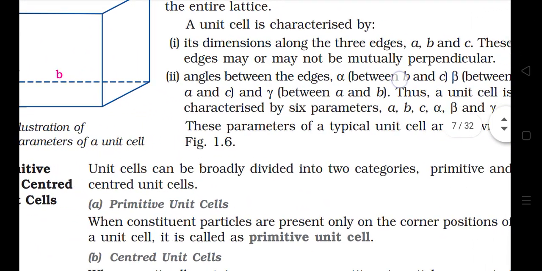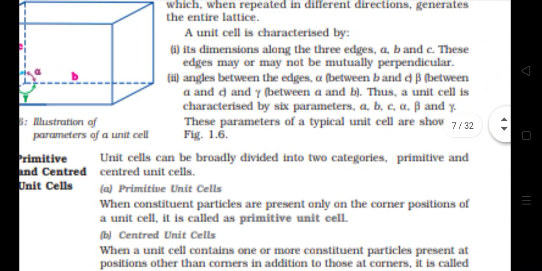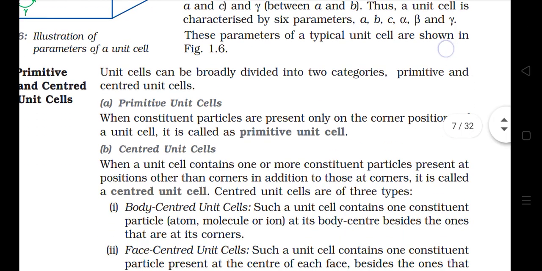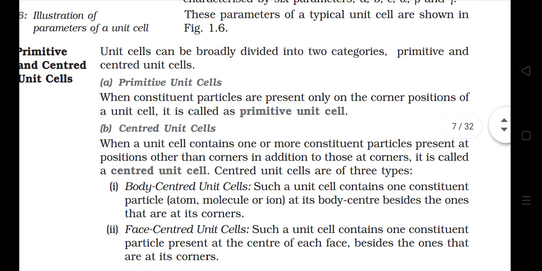Unit cells may be broadly divided into two categories, that is the primitive and centered unit cell. Primitive unit cell: when constituent particles are present only at the corners of a unit cell, it is called a primitive unit cell. Centered unit cell: when a unit cell contains one or more constituent particles present at positions other than corners in addition to those at corners, it is called a centered unit cell.